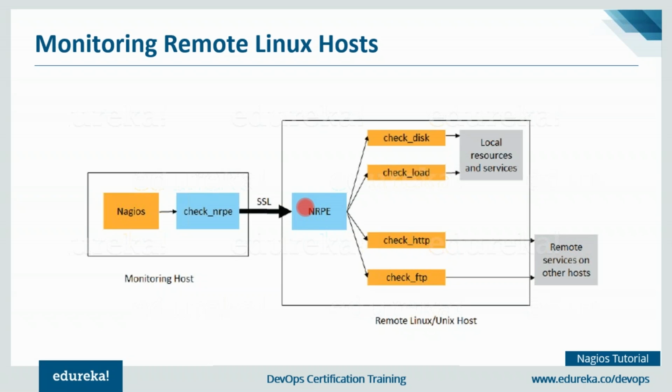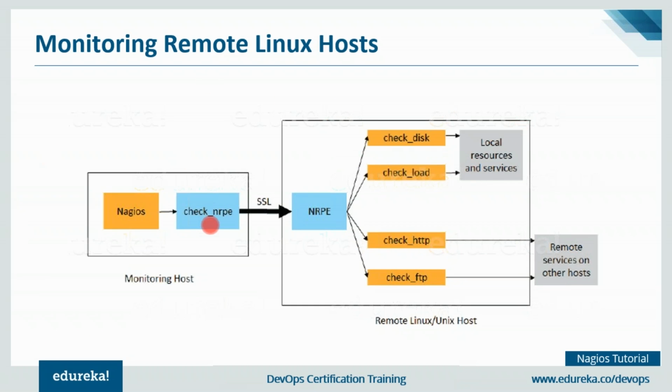Now there is a secure socket layer SSL connection between the monitoring host and the remote host. You can see it in the diagram as well, the SSL connection, right? So what it is doing, it is checking the disk space, load, HTTP, FTP, remote services on the other host, right? And these are local resources and services. So basically this is how NRP works, guys.